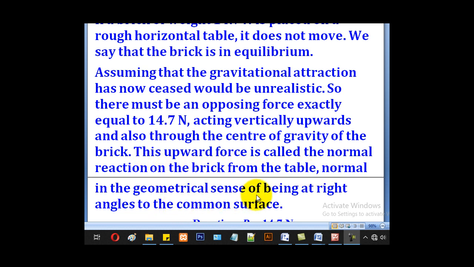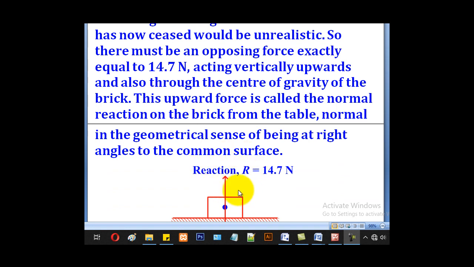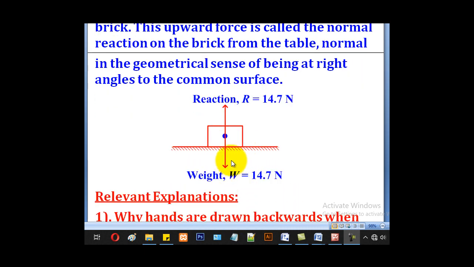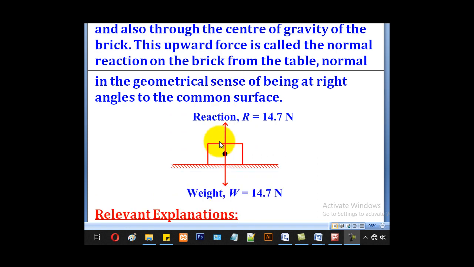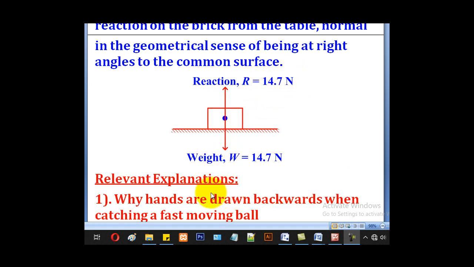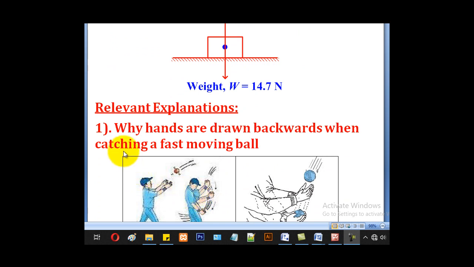Normal in the geometrical sense of being at right angles, so it is reaction, but we add the word normal because it is acting perpendicular to the surface. So that is what reaction means. So Newton's third law: to every action there is a reaction. The action in this case is the weight of the body acting on the floor. Now the floor also reacts with a reaction equal in magnitude but opposite in direction. And with that law, we can explain some observations.